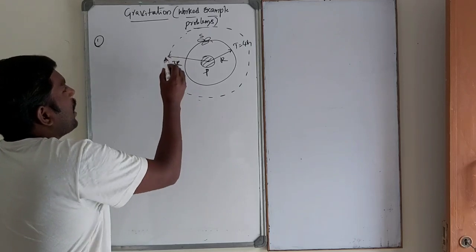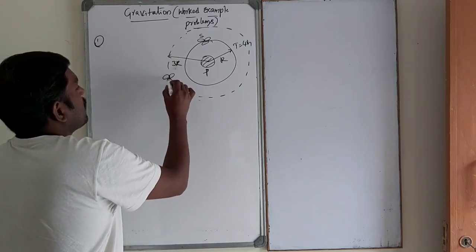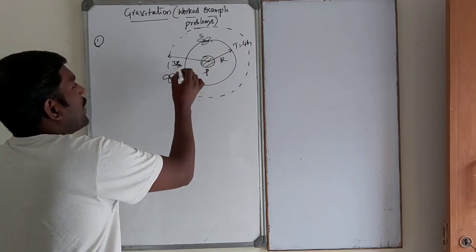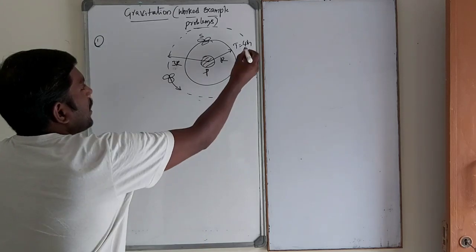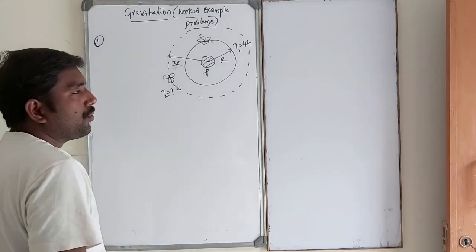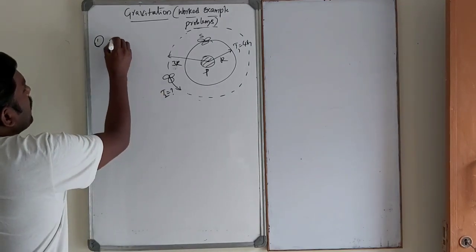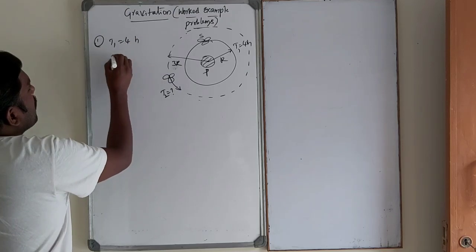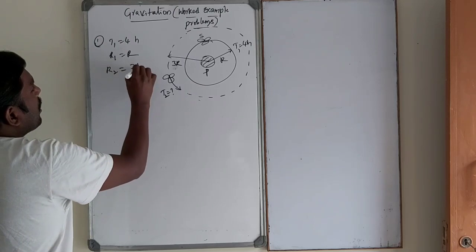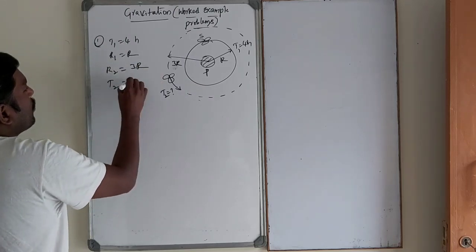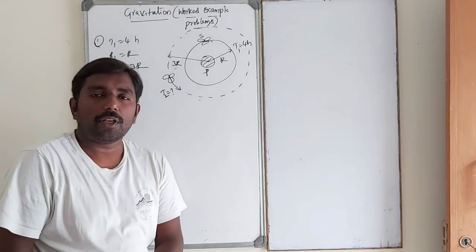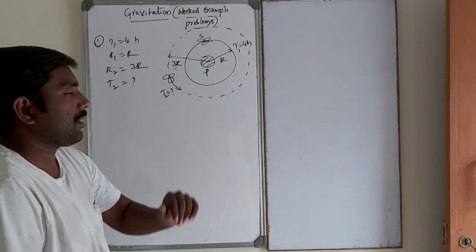See, dear student, this is another satellite which revolves around the same planet, at radius 3r. What will be the time period? This is T1, this is T2. So how to find out the T2 value? See, dear students, T1 is equal to 4 hours. R1 is equal to R. R2 is equal to 3R. Find out T2. How to find out T2? The time period of the satellite of radius 3R.